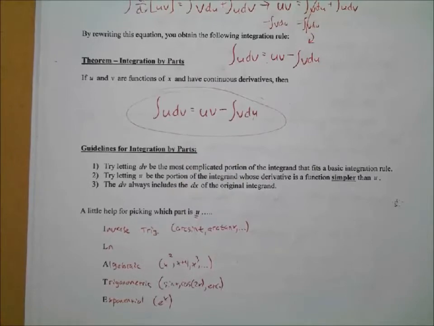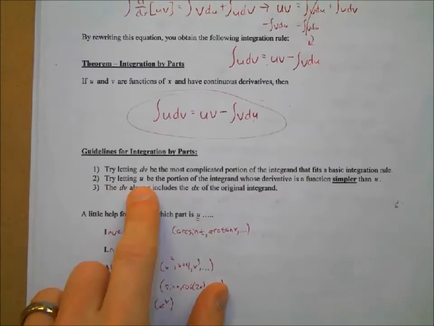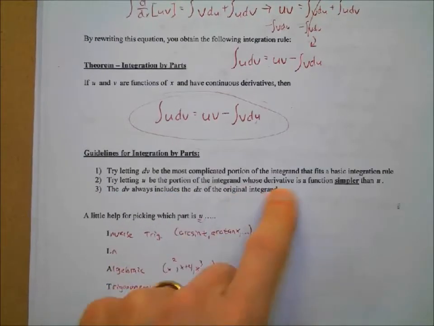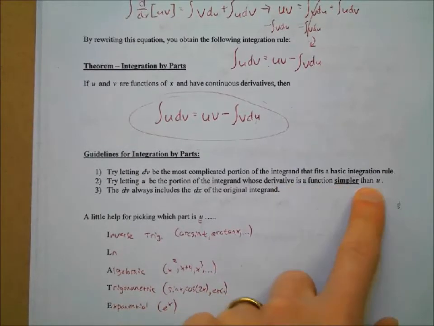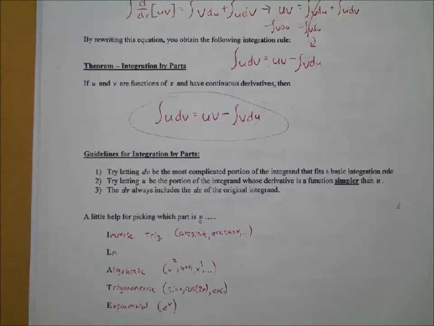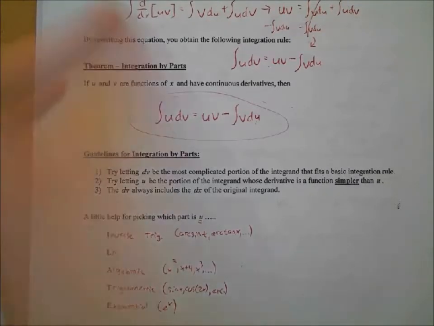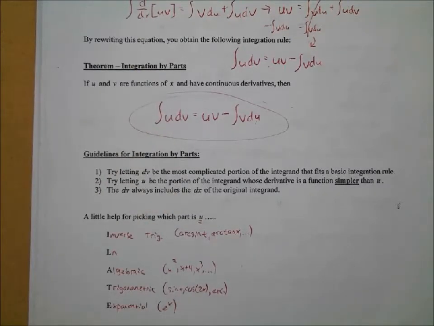Try letting your u be the portion of the integrand whose derivative is a function simpler than u. So let u be something that, when you take its derivative, becomes simpler than u was in the first place. For example, x squared becomes just x, or natural log of x, its derivative becomes 1 over x. So those are sometimes good choices for your u.